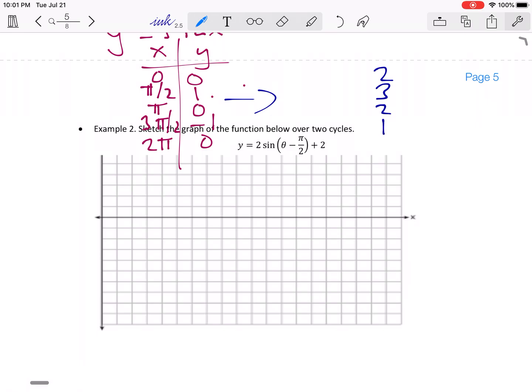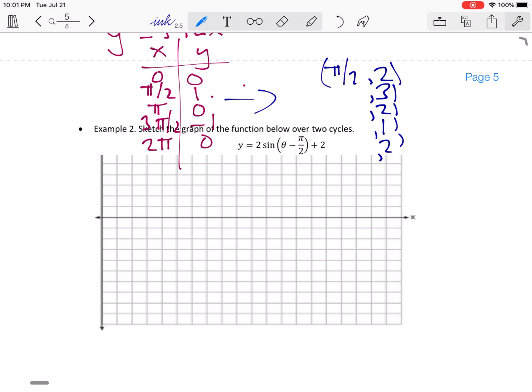And then 0 is going to become 2. Okay, so take care of the y. Let's look at the x. So now this time what we're going to do is, because it's minus, we're going to add. So we're going to add pi over 2 to each of these. Okay, so this is going to become pi over 2 instead of 0.